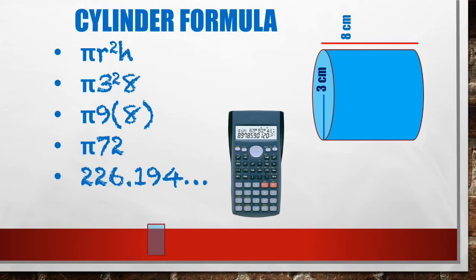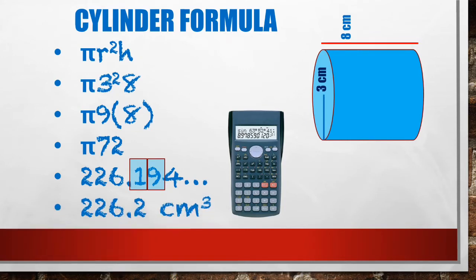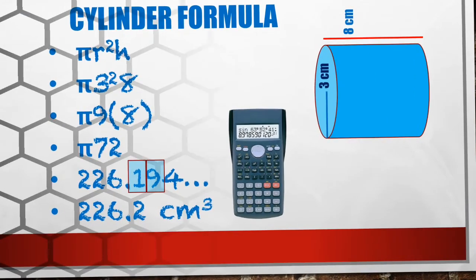226.194 and a bunch of other numbers, but I want to round this. So I'm going to look at the 9 to tell the 1 what to do. The 9 tells the 1 to round up. So I rounded to the nearest tenth, 226.2, and remember, volume is always cubed.